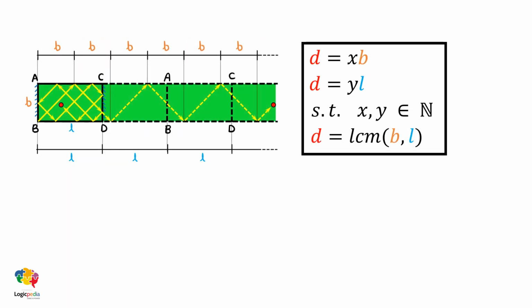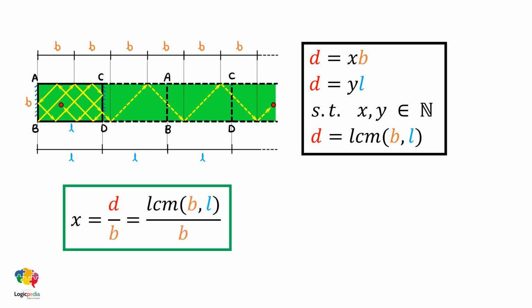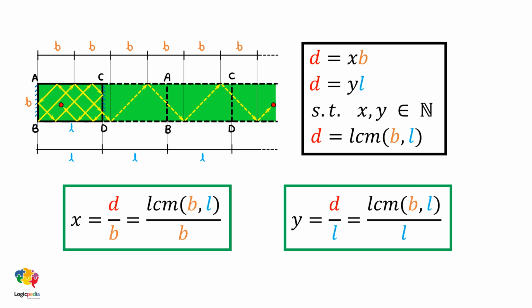Now once we have found that d is the LCM of b and L, we find the values of x and y. Dividing both sides of the equation d equals xb by the value b, we end up getting x equals d by b. Now further substituting the value of d as LCM of b comma L, we end up getting x equals LCM of b comma L divided by b. And similarly we get y equals d by L equals LCM of b comma L divided by L.